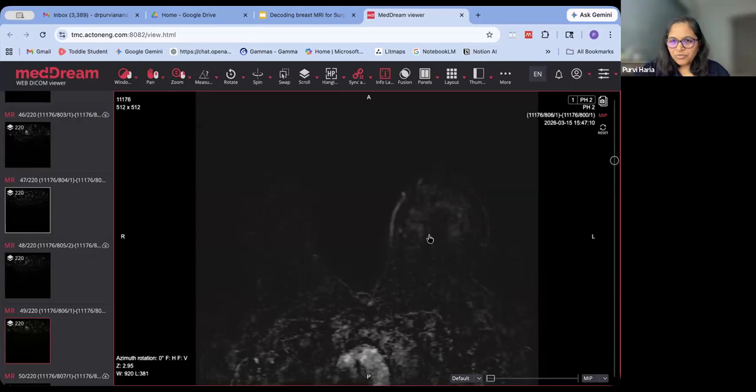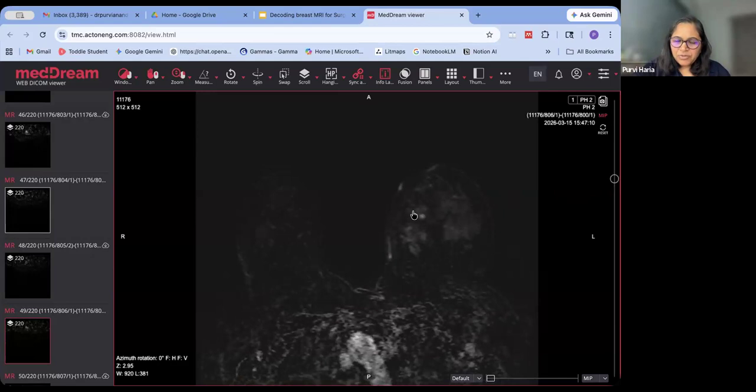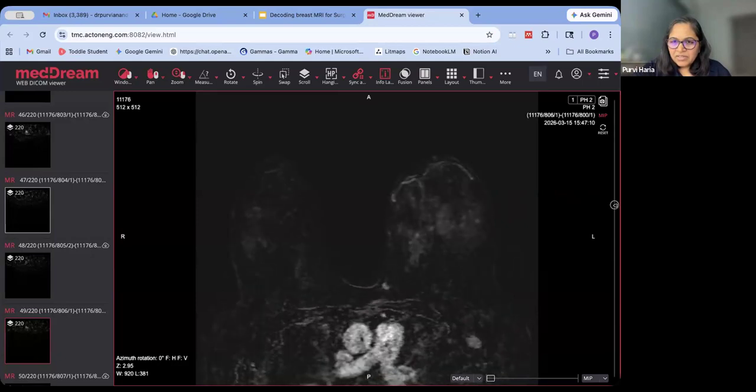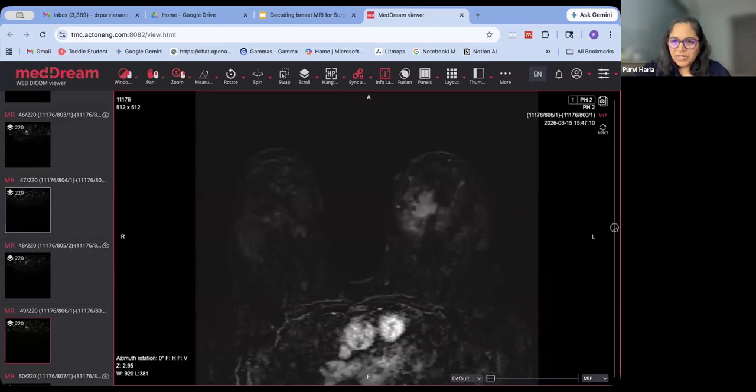I can see the arch of aorta, so this will be my 12 o'clock axis. From here it will start 1 o'clock, and from here 11, 10 o'clock. So I am seeing a focus of enhancement around the 11 o'clock position here. Then there are multiple foci of enhancement in the rest of the breast parenchyma.